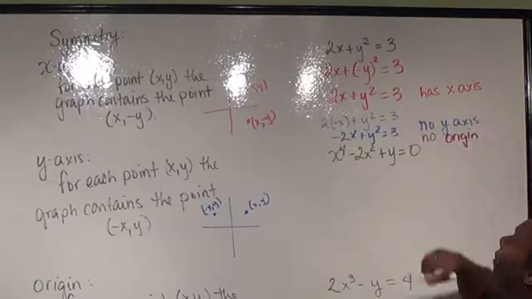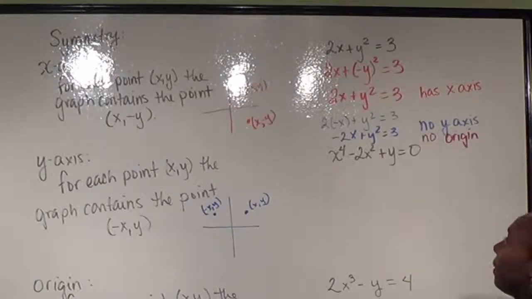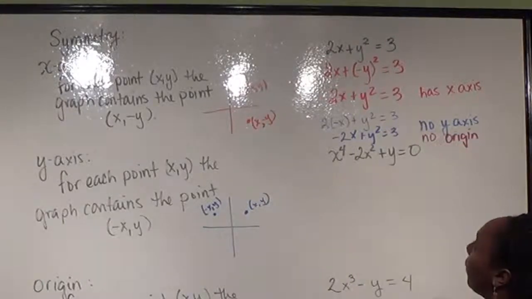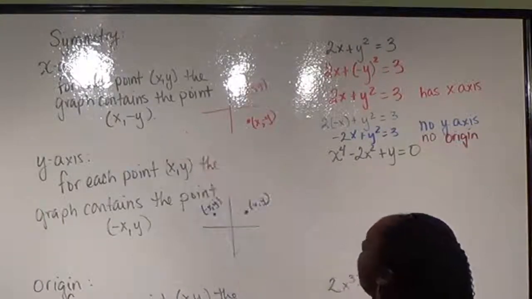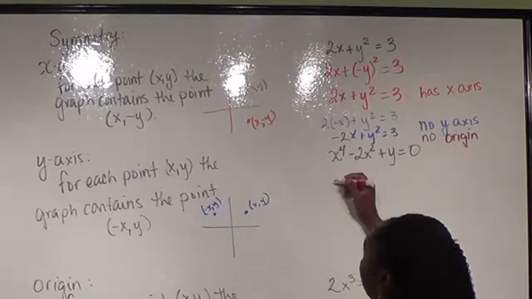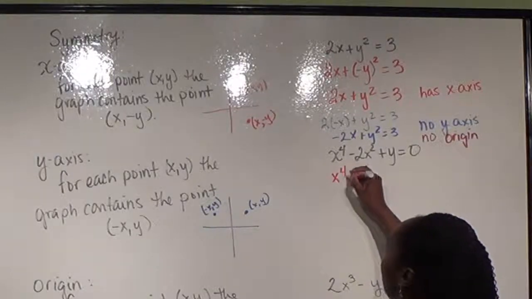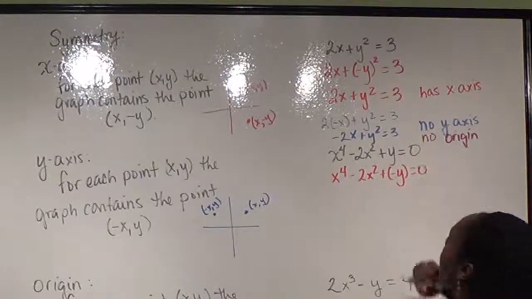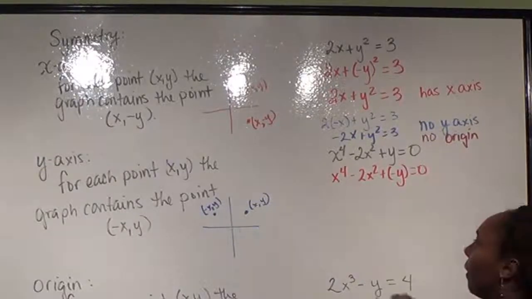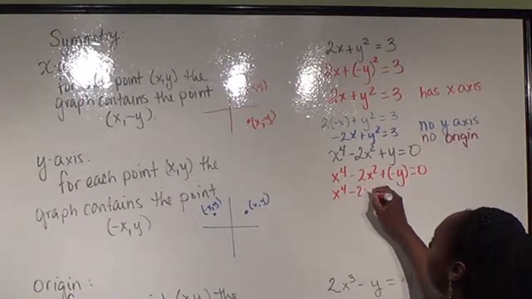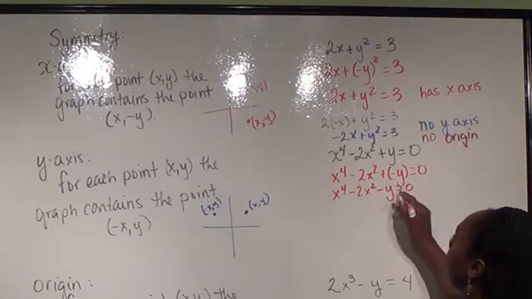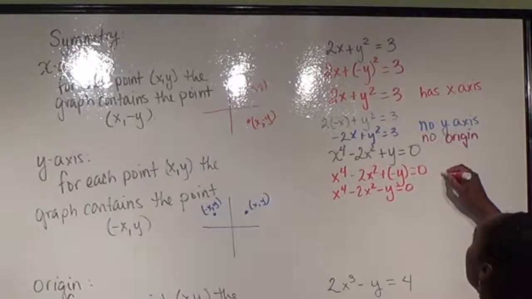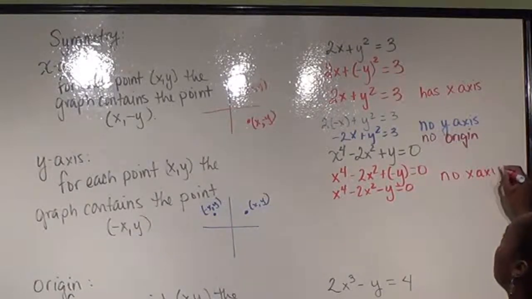So I can't have all three. Okay. We can do the same thing here. So looking at the x-axis, meaning I'm going to plug in the negative y, I get x to the fourth minus 2x squared plus a negative y equaling 0. But again, when I simplify that, I get a slightly different equation. So there's an extra minus sign in there. So this has no x-axis symmetry.